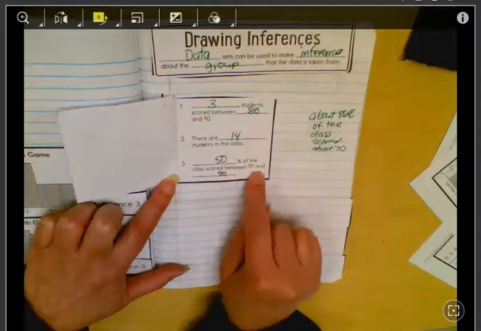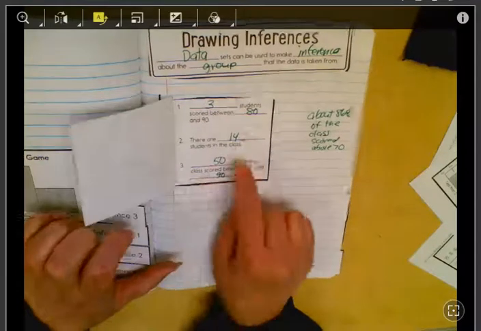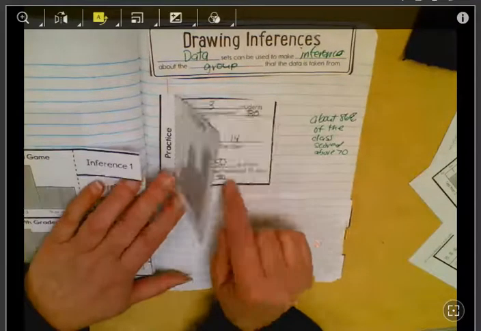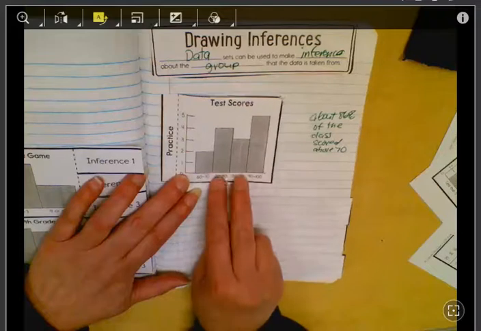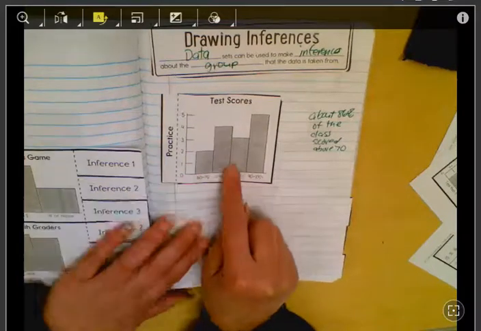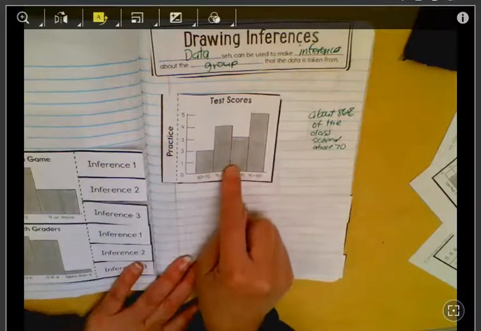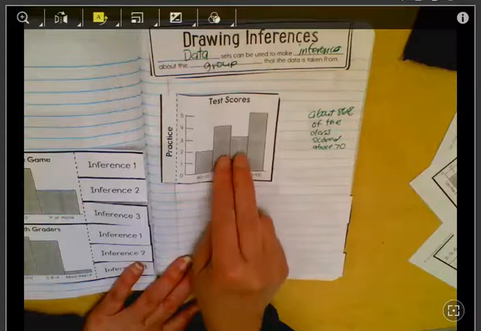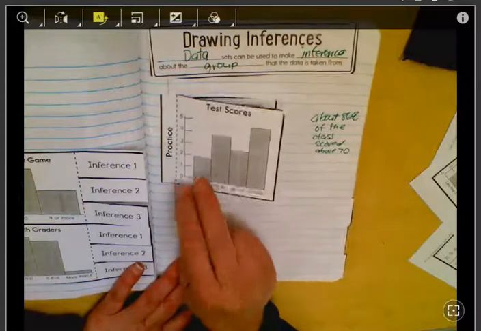50% of the class scored between 70 and 90. So if I know there's 14 in the class and 70 and 90, right here I have 4 and 3 is 7. So 50% of the class is right there in the middle. Not on the high, not on the low, right there in the middle. The 2 lines are in the middle.